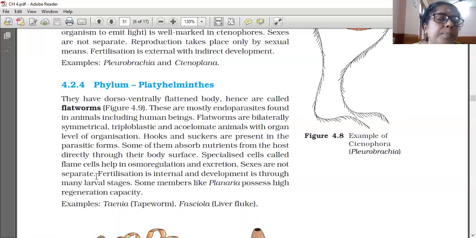Sexes are not separate. Fertilization is internal and development is through many larval stages. Some members like planaria possess high regeneration capacity. The meaning of regeneration, all of you understood: if some part is lost from our body, it can be regained.